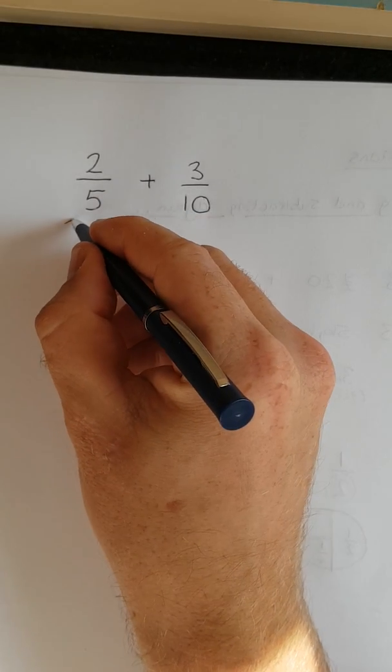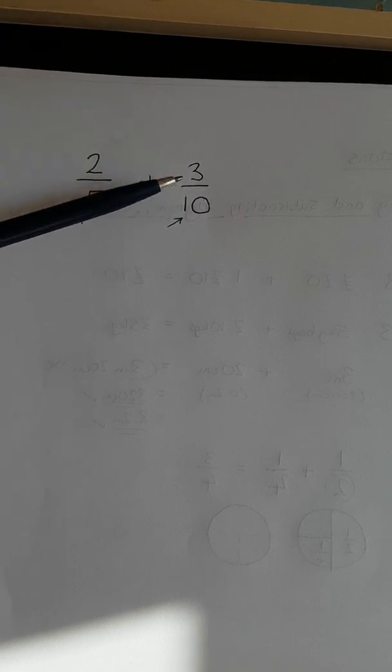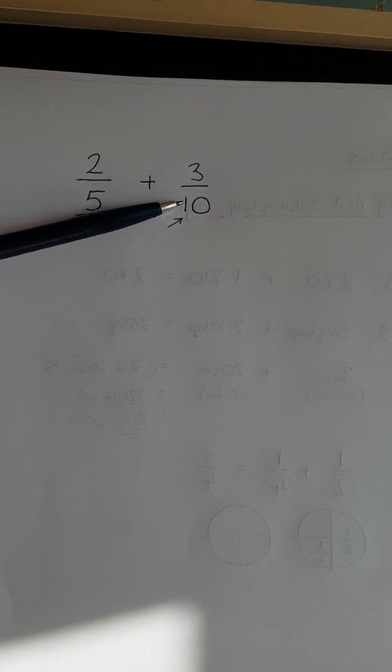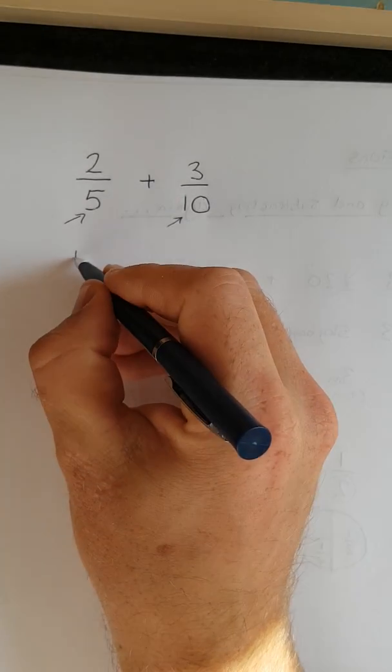Okay, slightly trickier situation here. Reminder that the denominator is the size of the piece. It tells you how many pieces of that size make one whole one. So 5 of these pieces makes a whole one, and we have 2. And 10 of these pieces makes a whole one, and we have 3. They are different sizes. So how are we going to combine these? We'll start with a diagram.